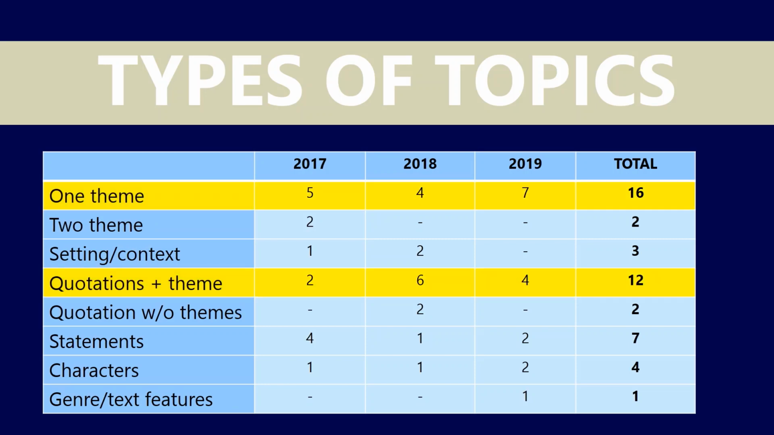But the two most common ones have been the topics which cover one theme and those which have a quotation and one theme attached to it. I should say as well, with that, that sometimes you will get quotations from only one text plus a theme, but of course we still need to make sure we are analysing and using evidence from both texts.